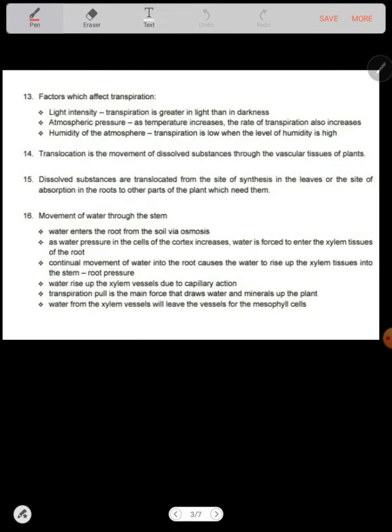What are the factors affecting transpiration? One of them is light intensity. How does light intensity affect transpiration? Transpiration is greater in light than in darkness. So when you're asked, for example, how does light intensity affect the rate of transpiration, don't just say the positive side, but you have to show also the negative side. If you say high light intensity, it increases the rate of transpiration.